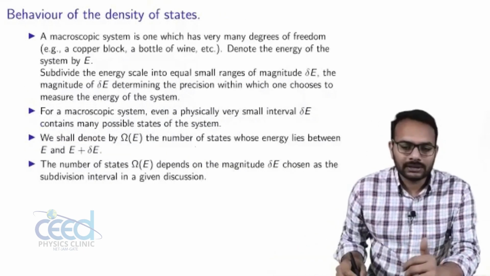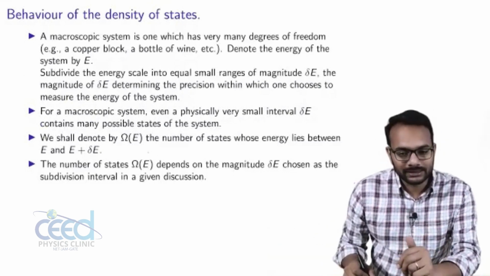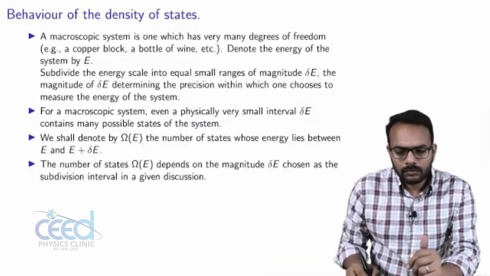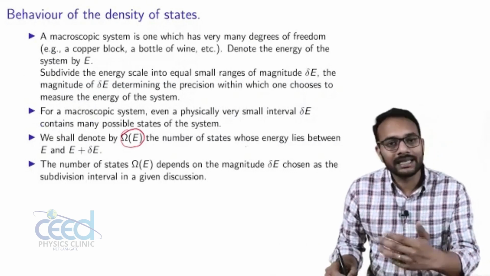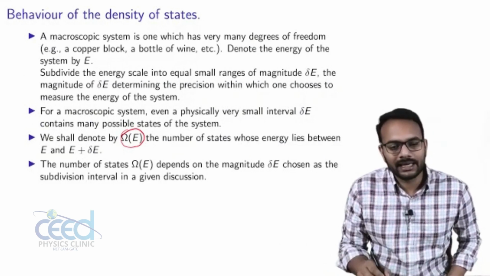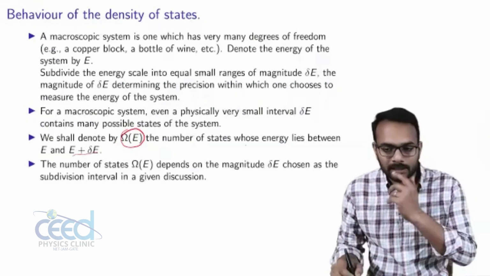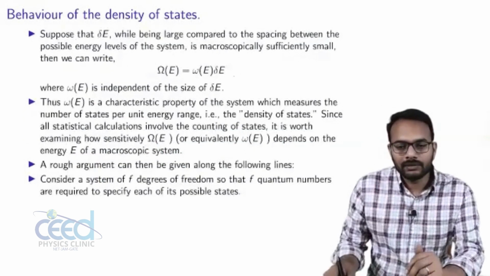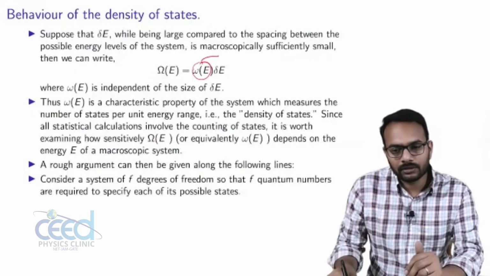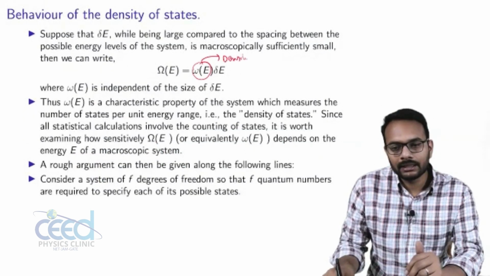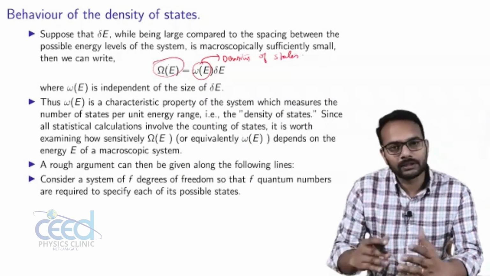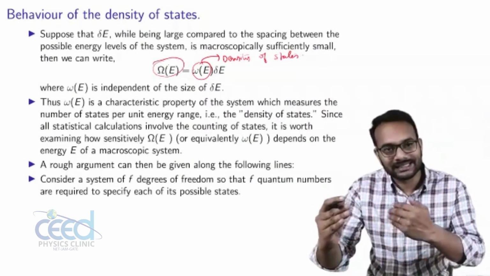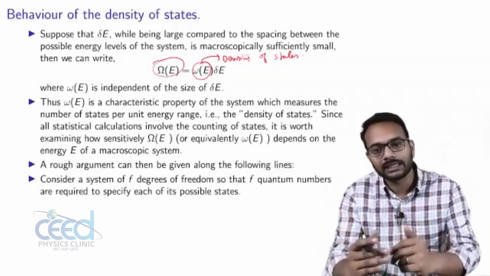So we talked about this quantity called the density of states. We said that this omega of E is the number of states whose energy lies in a range E and E plus delta E. And we said that we can introduce another quantity called the density of states. These are actually the number of states, and generally it depends on the thickness of the energy shell that you're considering, or it depends on delta E.